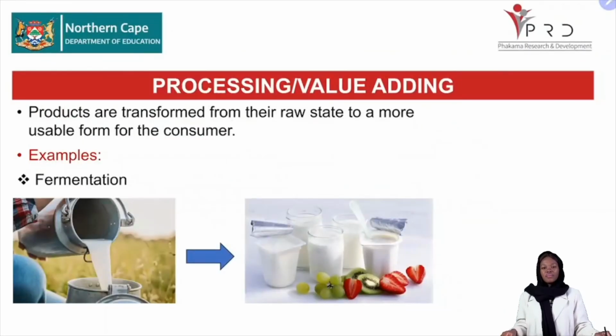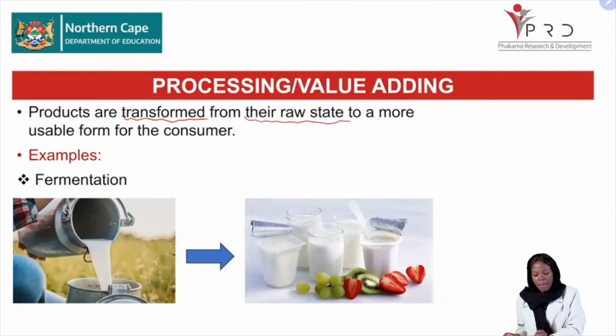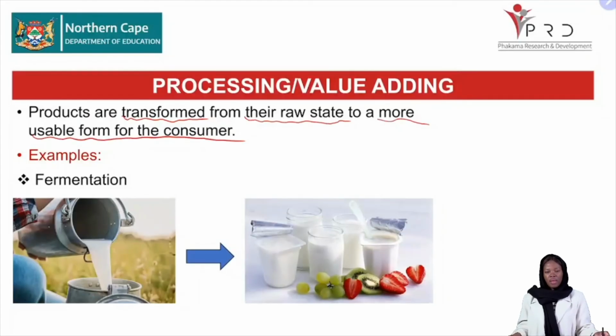Now, our last marketing function is processing, also referred to as value adding. It is the agricultural marketing function where products are transformed from their raw state to a more usable form for the consumer. Meaning we are transforming agricultural products from being raw or primary into secondary products.